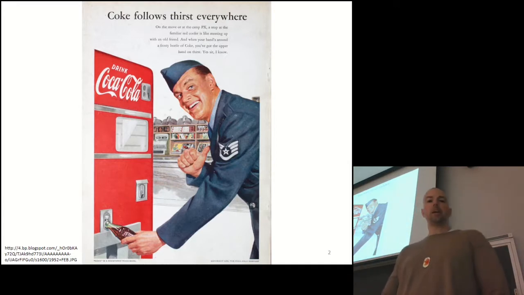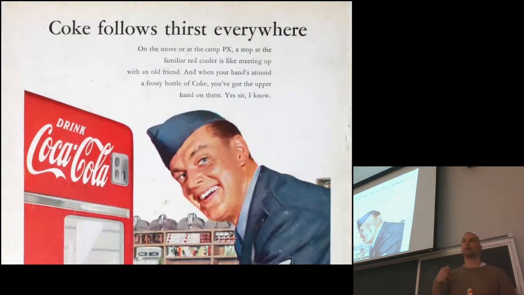So previously, advertisements actually didn't work very well. This is an example of an old-timey Coca-Cola ad. What you'll notice is that in a lot of these old ads, they always mentioned features of the product. They were always trying to convince you of the quality of their product. So for this one, Coke follows thirst everywhere. It's trying to tell you, it doesn't matter where you go, there's going to be a Coke machine there. You can find our product anywhere that you go.